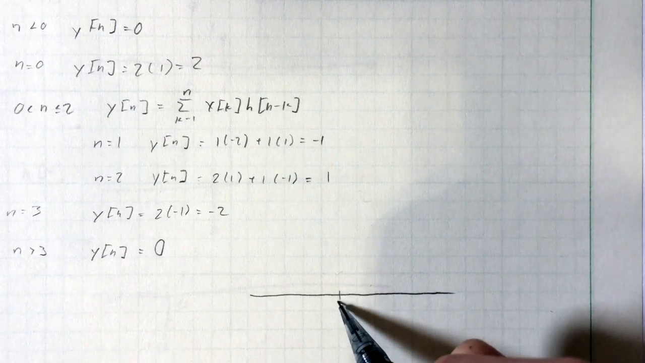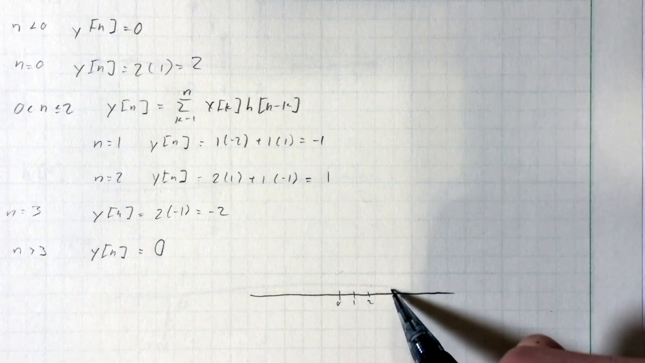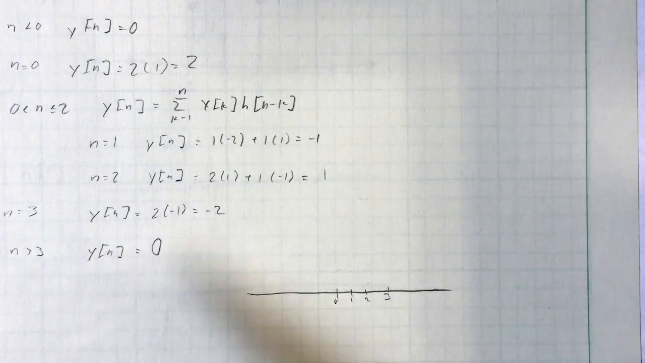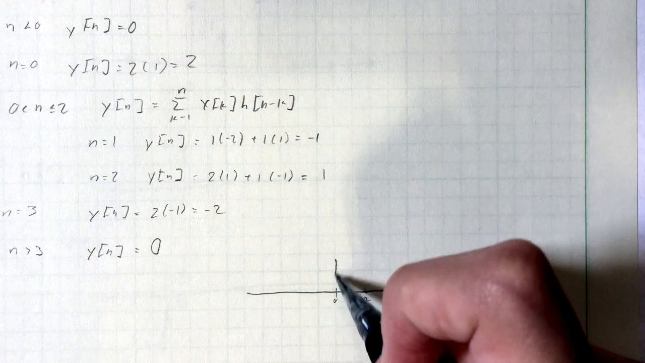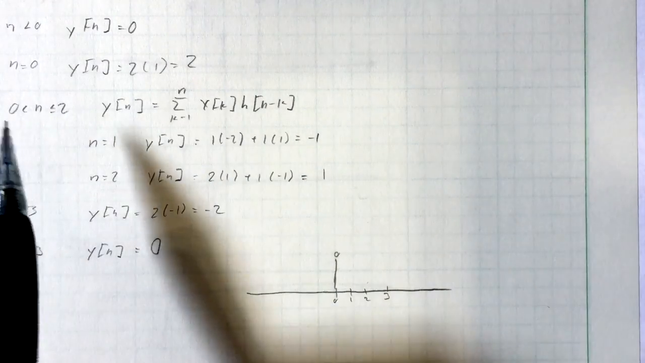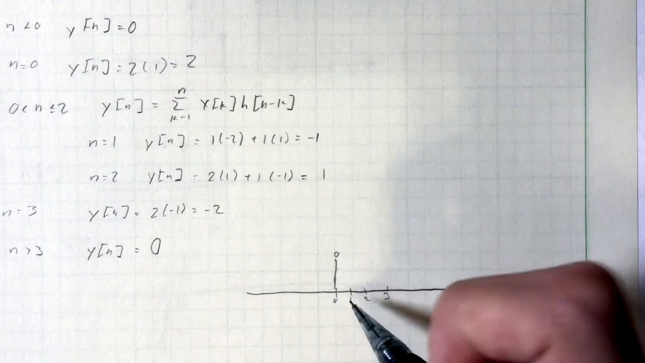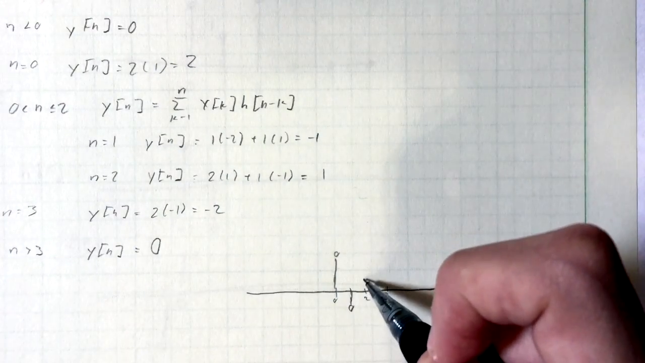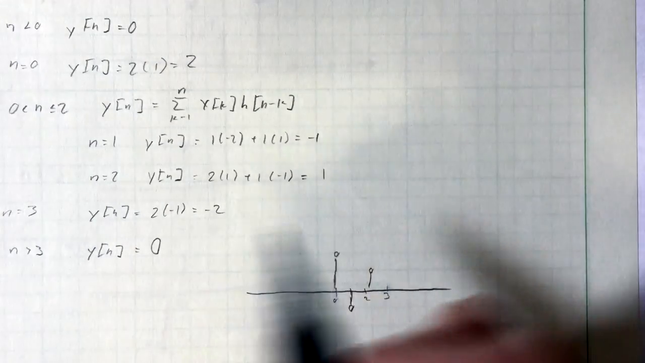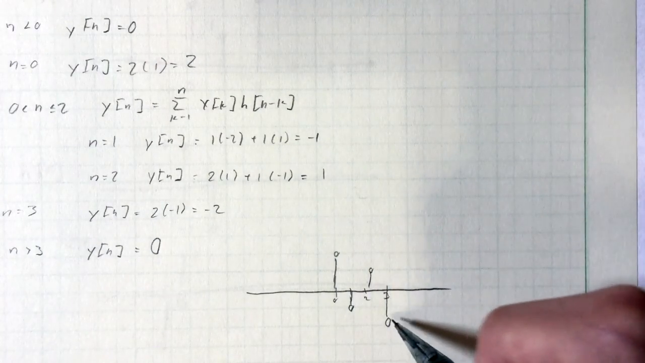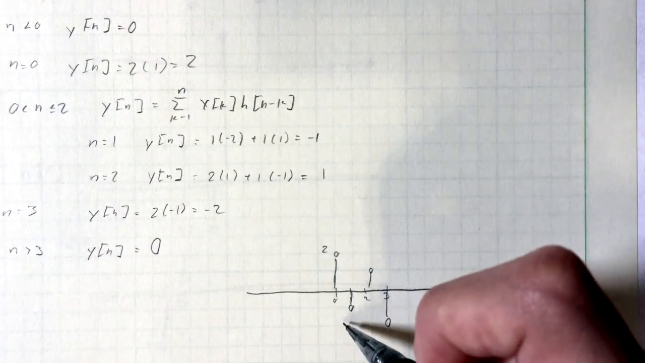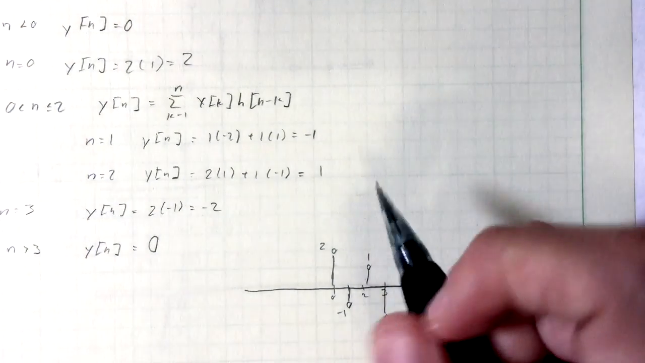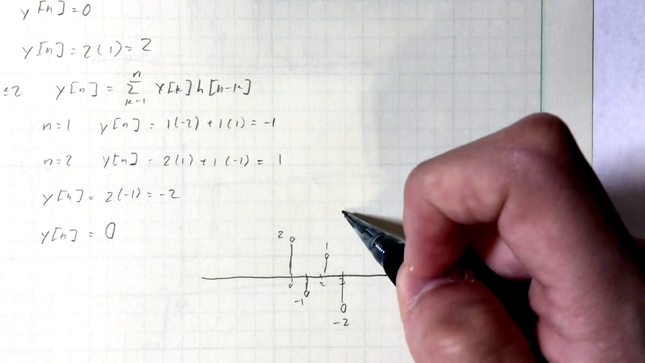And then we can use our values to sketch y of n. So say 0, 1, 2, 3. At less than 0, it's 0, so we don't really care about it. At 0, we get a value of 2. At 1, we have a value of negative 1. At 2, we have a value of 1. And then at 3, a value of negative 2. So 2, negative 1, 1, negative 2, and greater than 3, 0. So here's y of n right here.